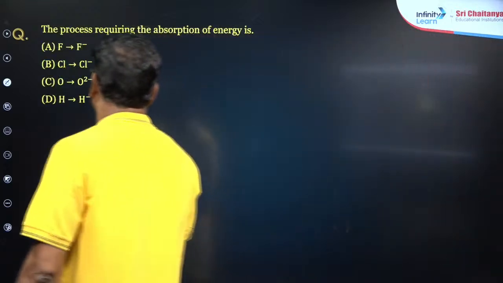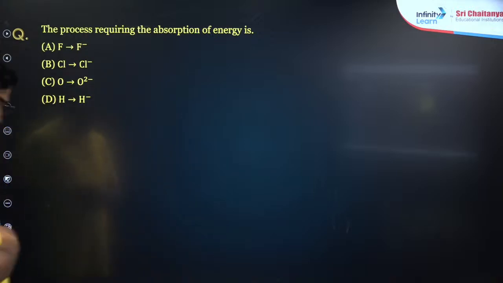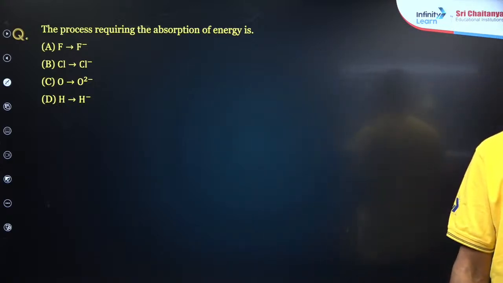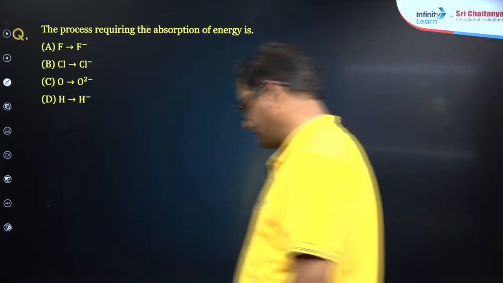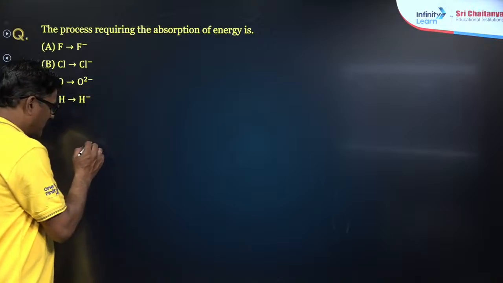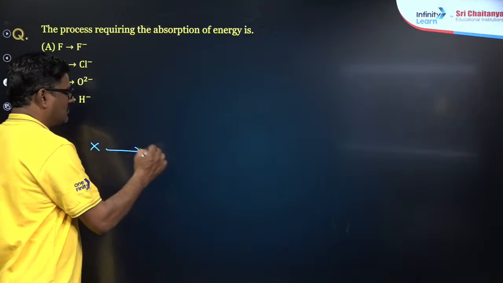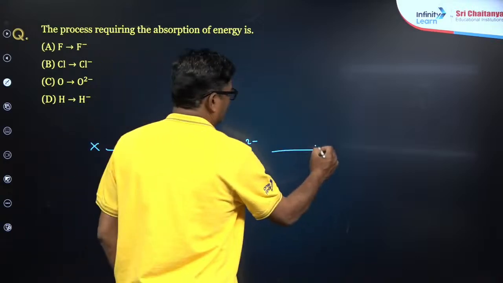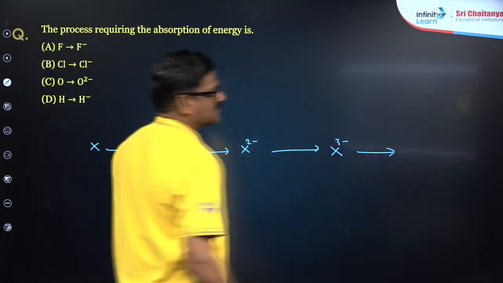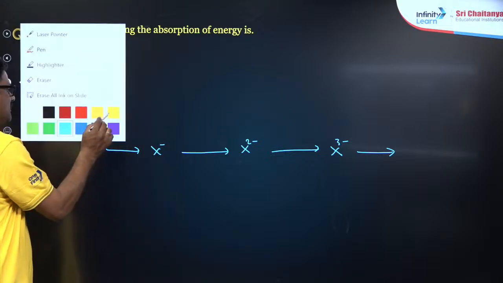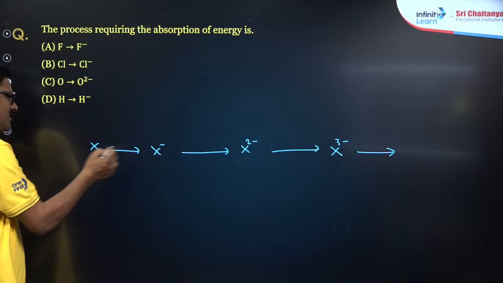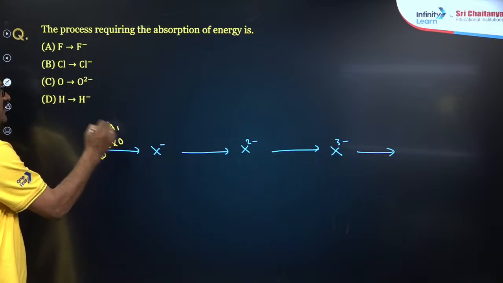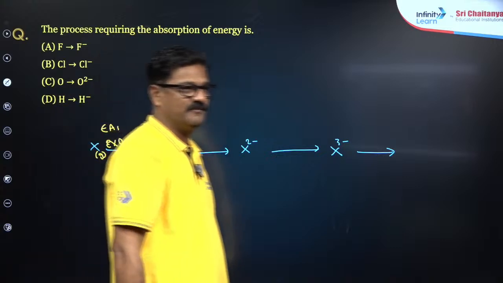Next one more: the process requiring absorption of energy. The process requires absorption of energy. Now you just see, if an element takes an electron, X minus takes an electron, X2 minus takes an electron, X3 minus, and it goes like this. The first one, energy is released when an isolated gaseous neutral atom is taken, so it is going to be exo. First electron affinity is going to be exothermic all the way.